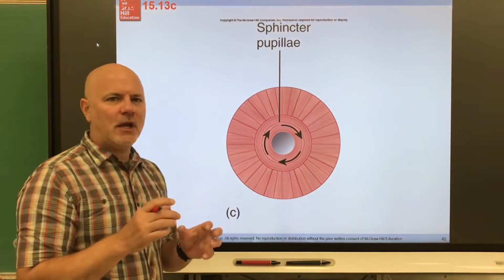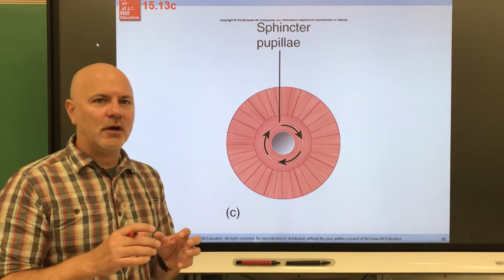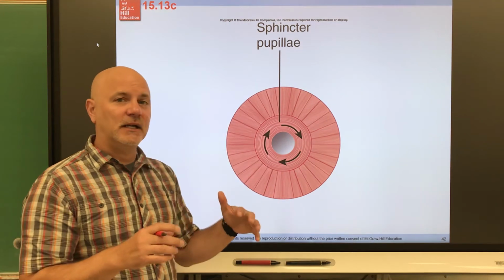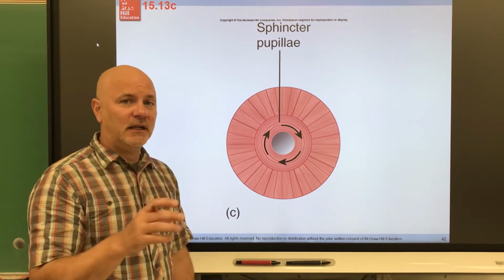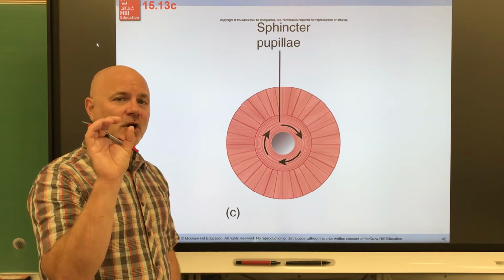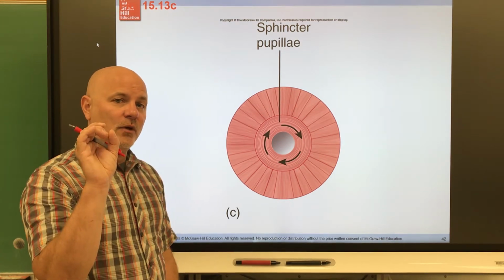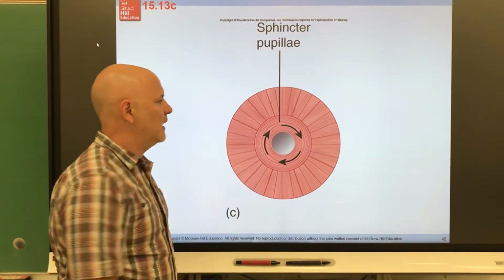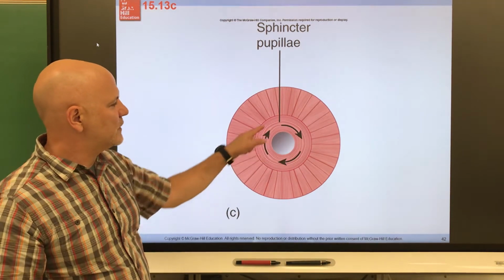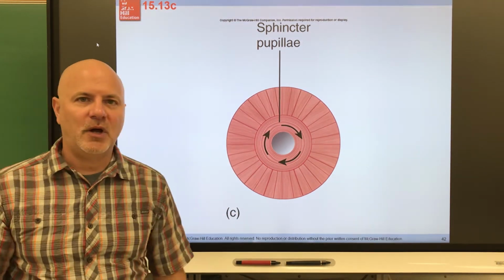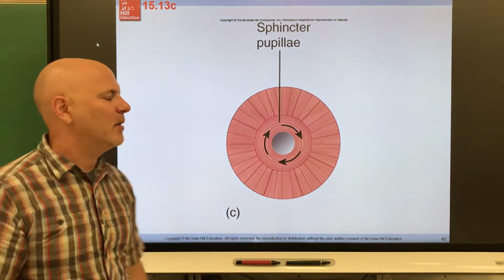So if we go into a room that has a lot of light, or outside with a lot of sunlight, what's going to happen is our pupils will constrict. So the opening gets smaller. We're constricting this inner set of muscles that makes the opening smaller, because we don't need a lot of light when there's a lot of light available.